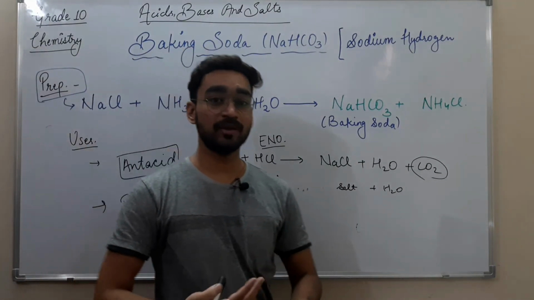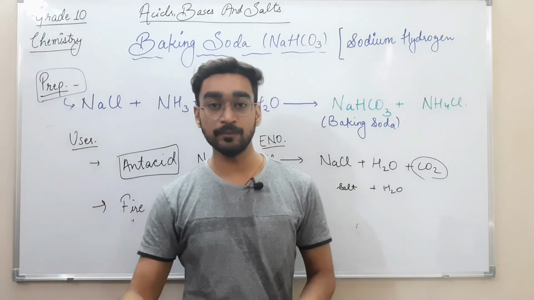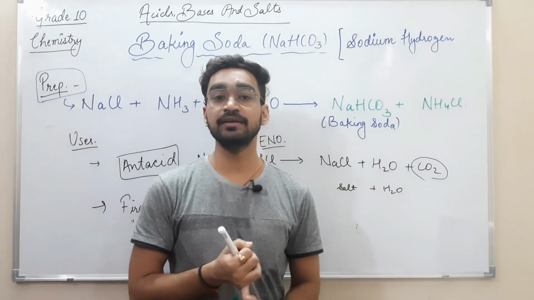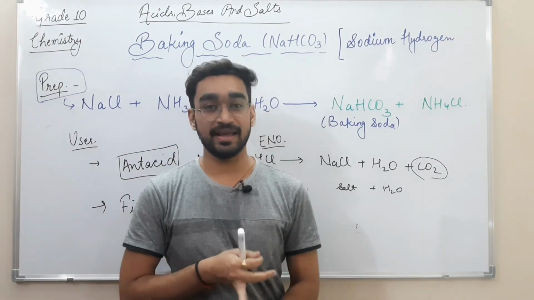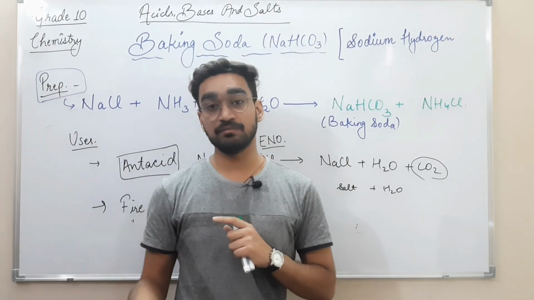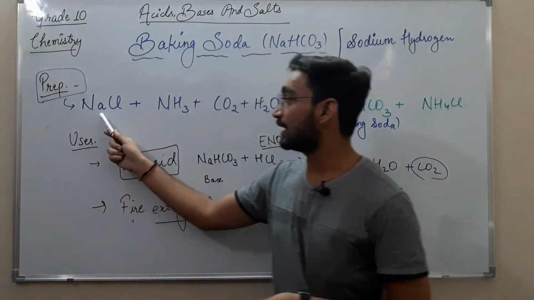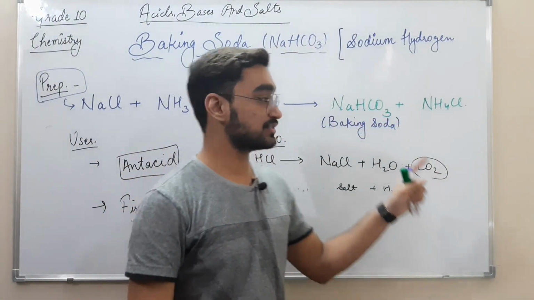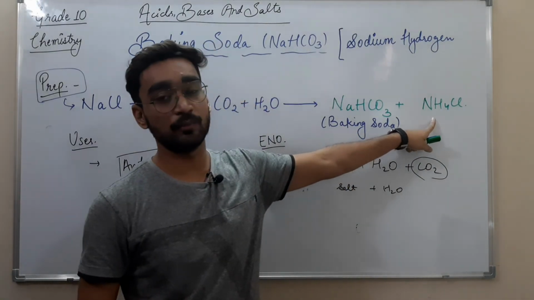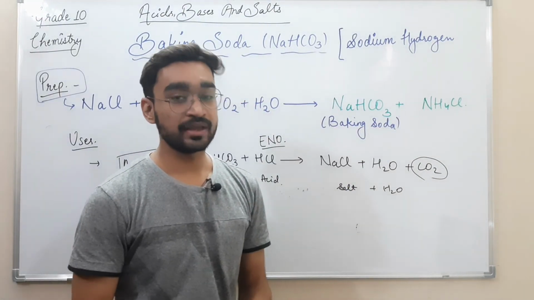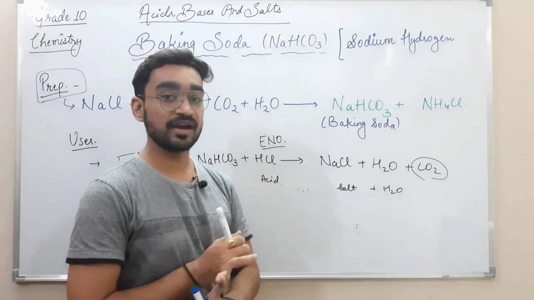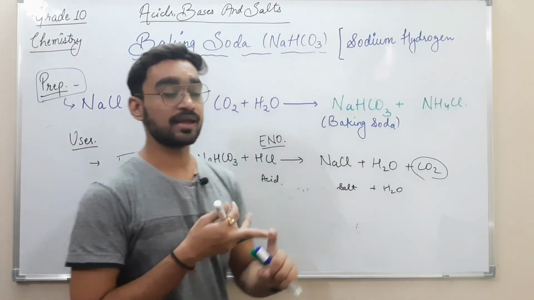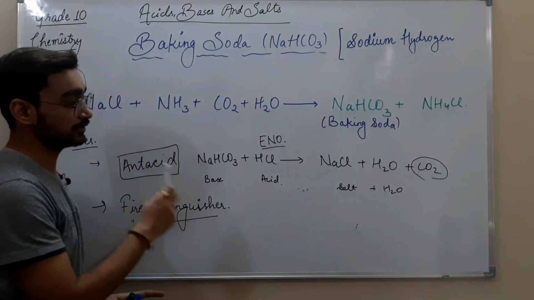So we have discussed baking soda. Baking soda is NaHCO3. Common names are sodium hydrogen carbonate and sodium bicarbonate. It is a white crystalline solid, mildly alkaline in nature. It is produced from NaCl, NH3, CO2 and H2O to give NaHCO3 and ammonium chloride, NH4Cl. Uses are in fire extinguishers, as an ingredient in bakery items, and as an antacid.